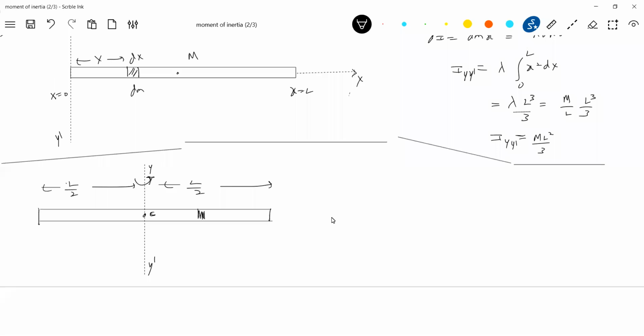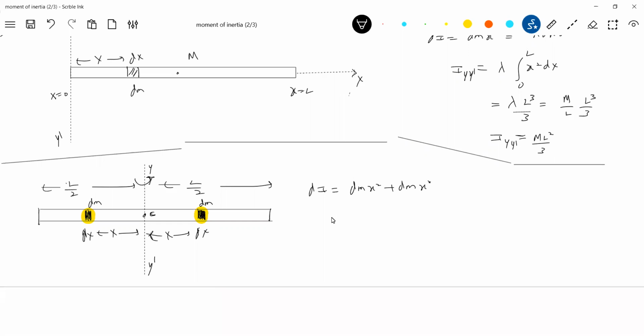I'll assume here one element at a distance x. Shall I assume one more symmetrical element? Because there's a symmetric distribution of mass. Two symmetric elements we assumed. Then from this, what is the moment of inertia? So we know dI is equal to dm into x square, dm into x square. Why twice? Because two elements are there.